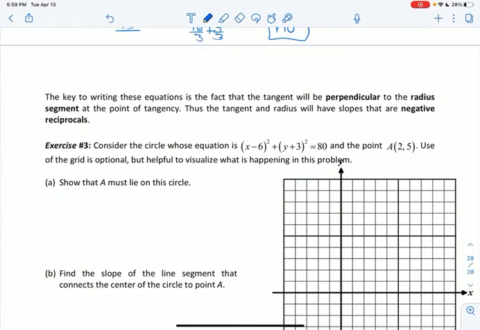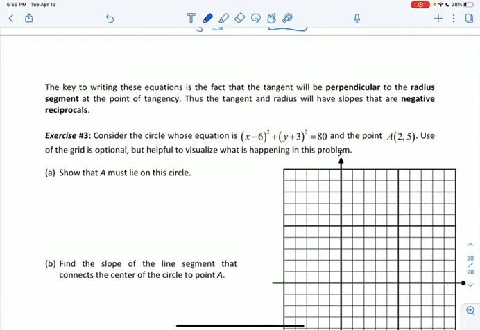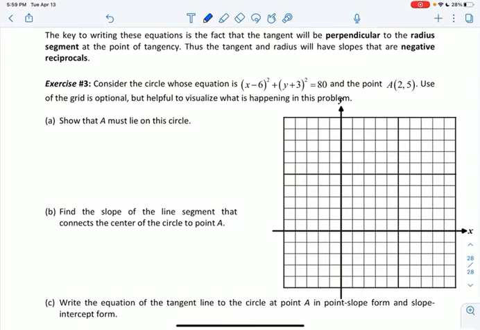The key to writing these equations is the fact that the tangent will be perpendicular to the radius at the point of tangency, and that's a rule that we learned in the first half of this circle chapter. Thus, the tangent and radius will have slopes that are negative reciprocals. So consider the circle whose equation is (x minus 6) squared plus (y plus 3) squared equals 80 and the point (2, 5). Use of the grid is optional, but helpful to visualize what is happening in the problem.